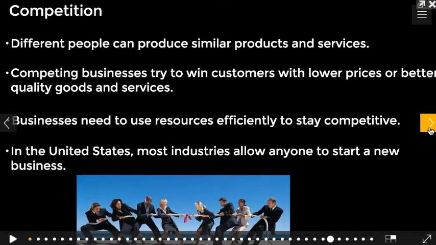Competition. Different people can produce similar products and services. Competing businesses try to win customers with lower prices or better quality goods or services. Businesses need to use resources efficiently to stay competitive. In the United States, most industries allow anyone to start a new business.